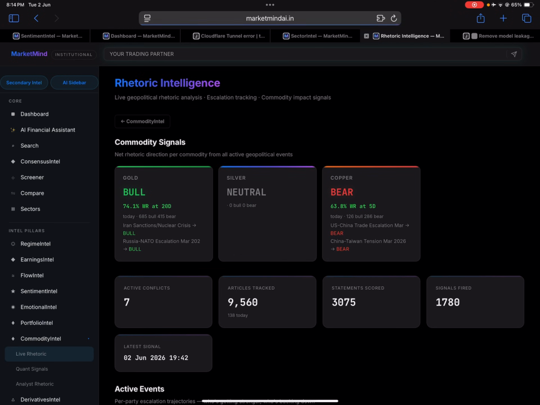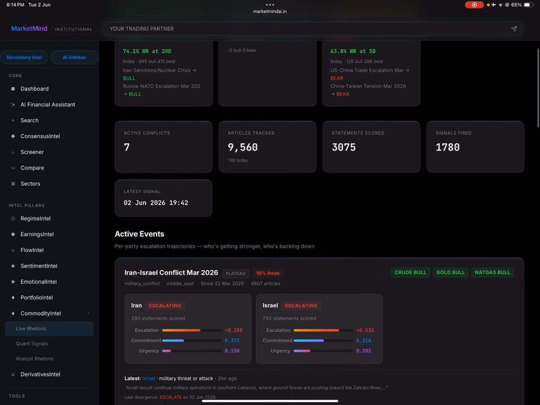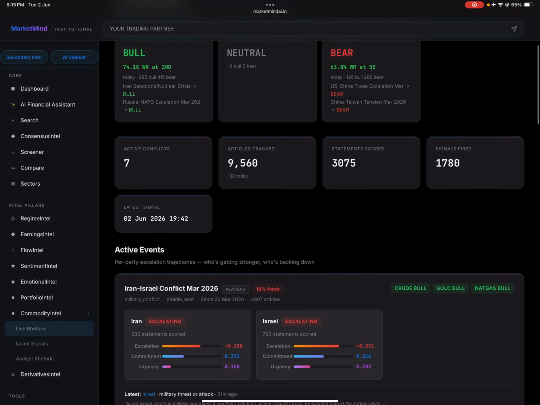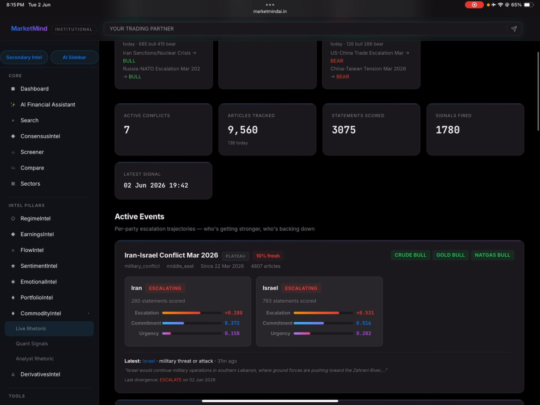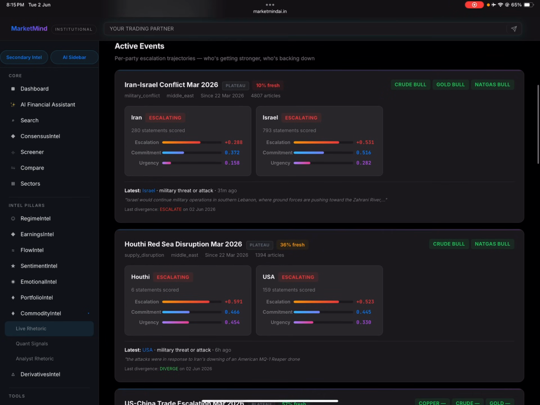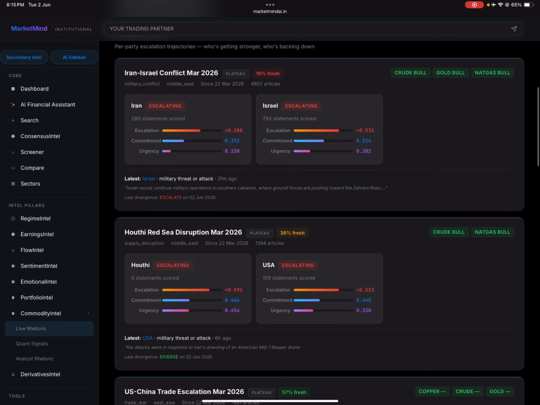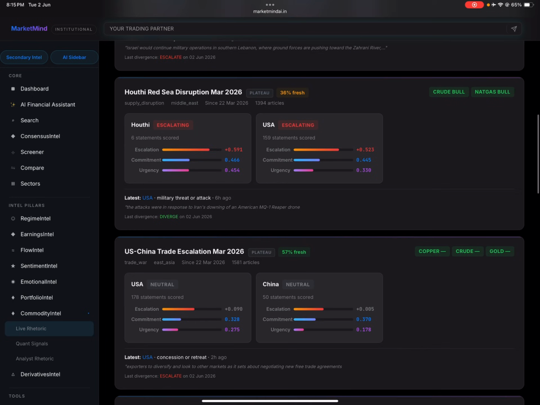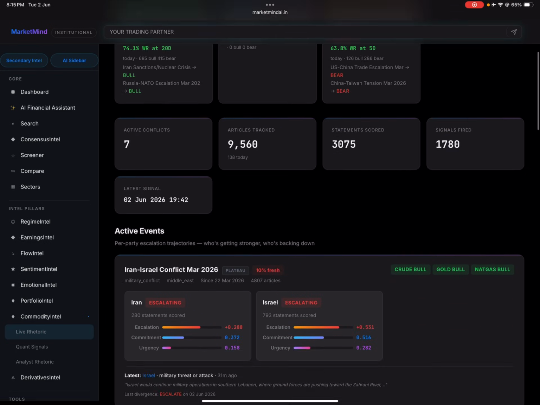So live rhetoric is the geopolitical side of things. We can see the main signals which are active on the top right here. Now these are for geopolitical, particularly the dashboard was the best out of all of our options. We have the active conflicts, of course, a bit of the signal feed data, and inside of the active events, we can see that the events are marked fresh or stale according to how old they are.